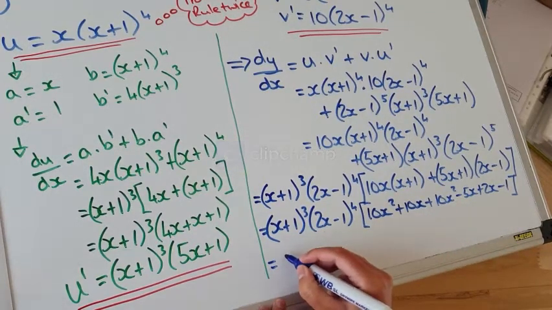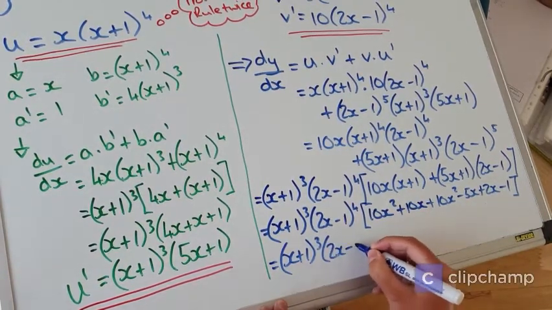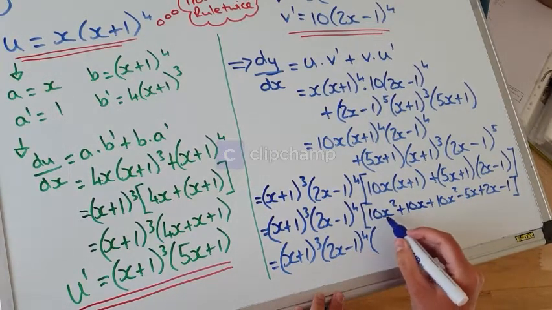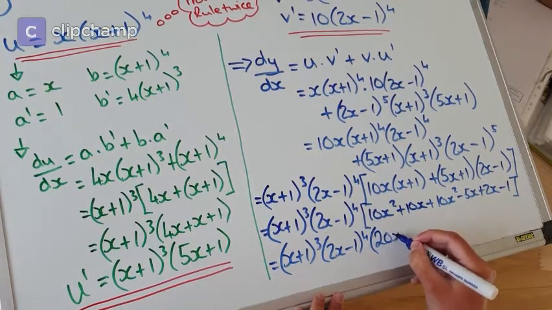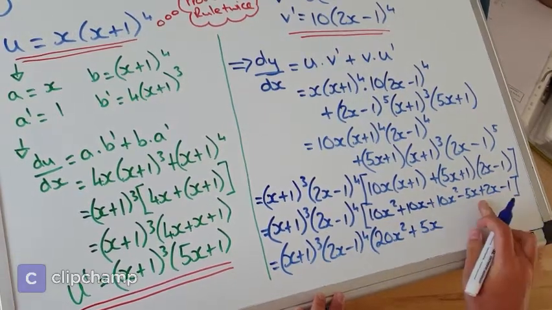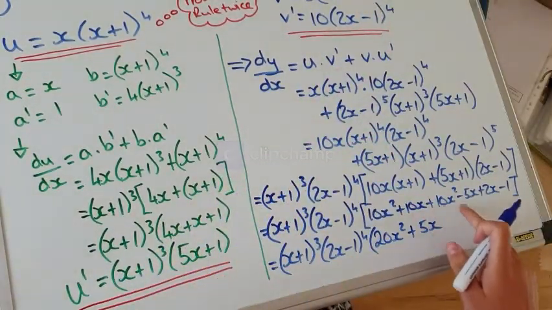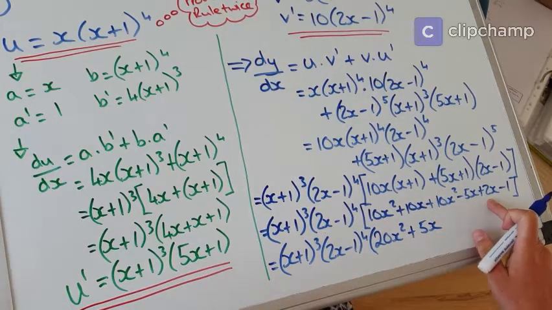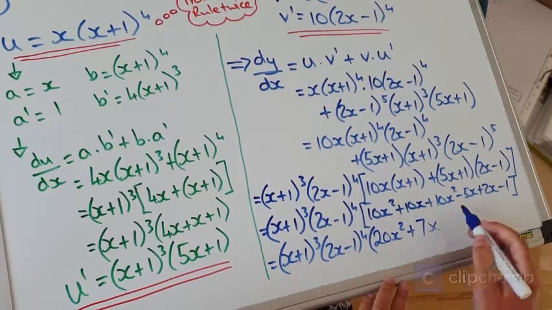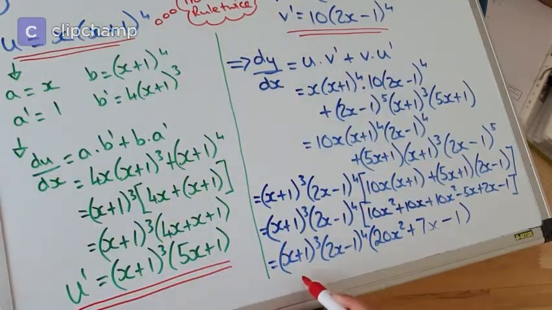So finally, I've got x plus 1 all cubed times 2x minus 1 to the 4, and 10x squared plus 10x squared gives me 20x squared. 10x minus 5x gives me plus 5x. Oh, sorry, and I've also got 10x take away 5x leaves me with 5x. I have to add another 2x on, which is going to give me 7x. And then I've got the minus 1 at the end. And that is your final answer.